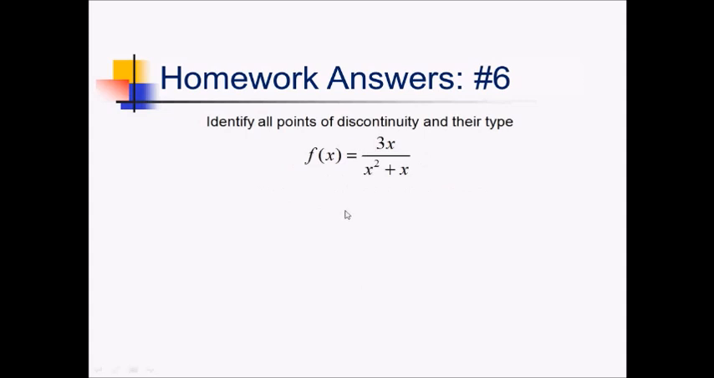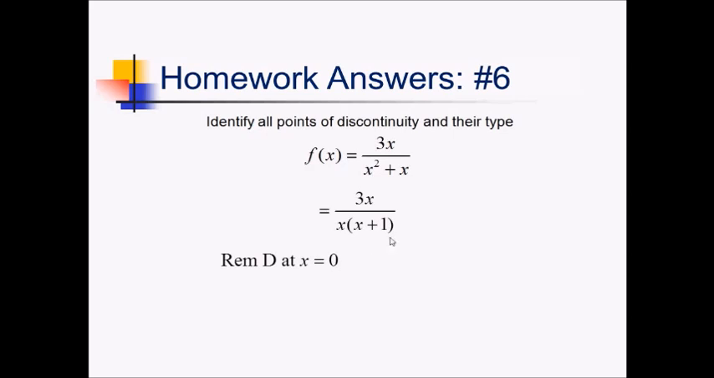On this problem, we're trying to find points of discontinuity and what type they are. Since I'm dealing with a rational function, that means I'm on the lookout for holes and asymptotes, removable and infinite discontinuities. To figure out which I have, let me factor out my denominator. So I can take an x out of here, leaving me with just x plus 1 inside. So things that get canceled out or could get canceled out, common factors like the x here, that's going to give us a removable discontinuity, a hole. So that's going to be x equals 0 for our removable discontinuity.